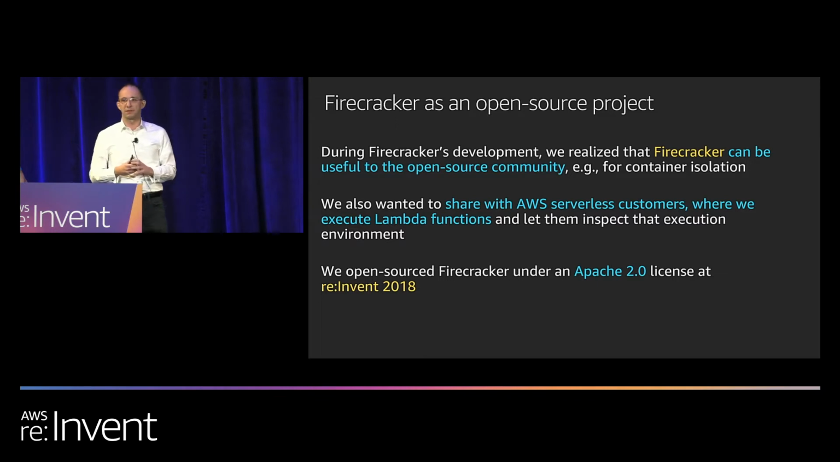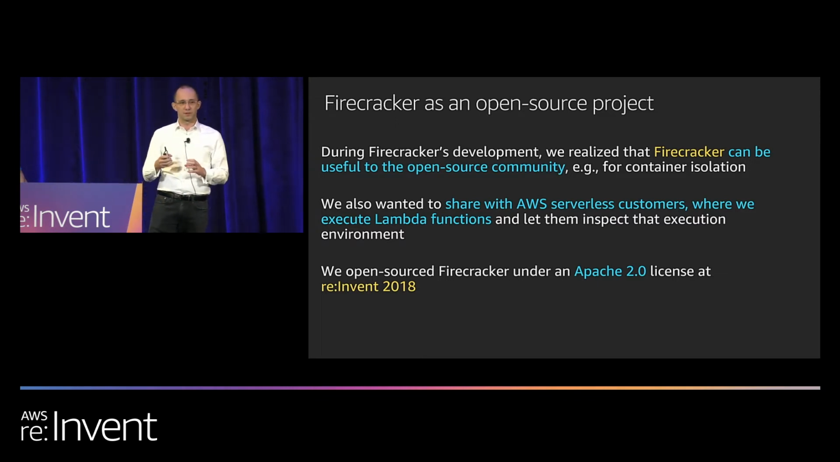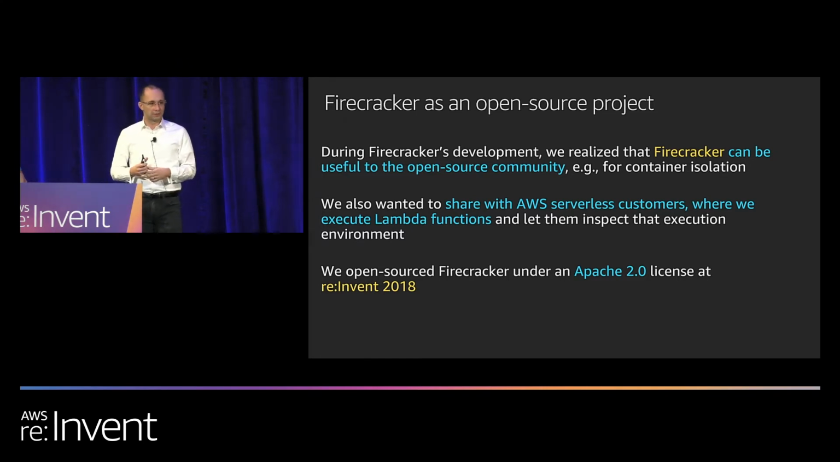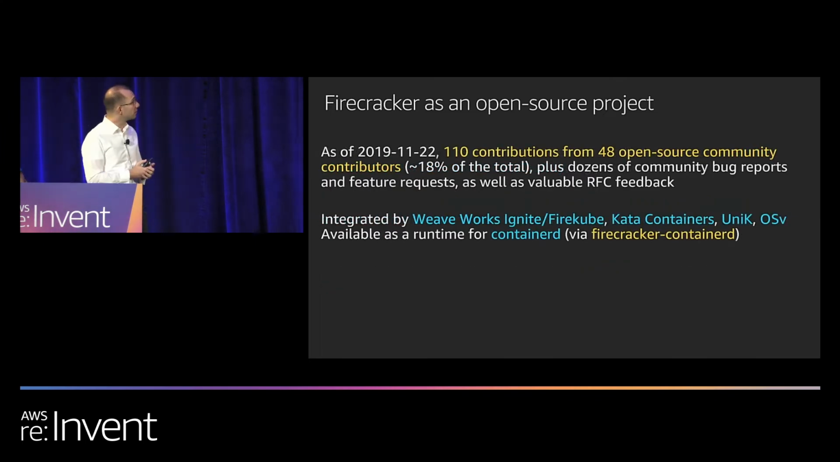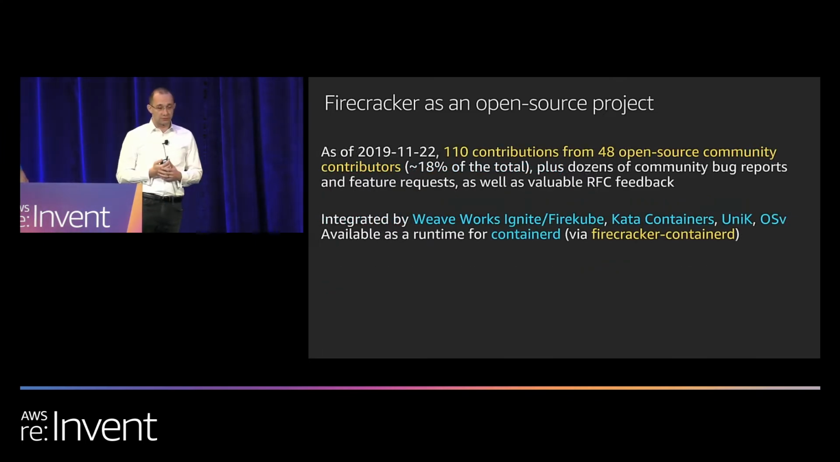At the same time, we realized that we can show AWS customers where their Lambda functions are executed. They can go on GitHub and inspect the exact code that runs those functions. And so we made a decision to open source Firecracker, and we did so just 1 year ago at re:Invent 2018 under an Apache 2.0 license. What's happened since then? We've had 110 contributions from 48 open source community members as of last week. That's 18% of all our commits. We've also had dozens of bug reports and feature requests and RFC feedback, and generally, I think we've received a lot of useful input from the community.